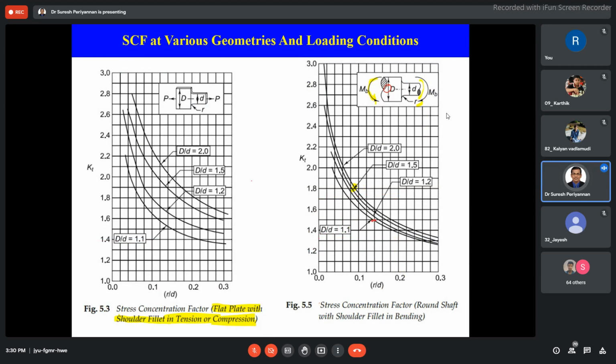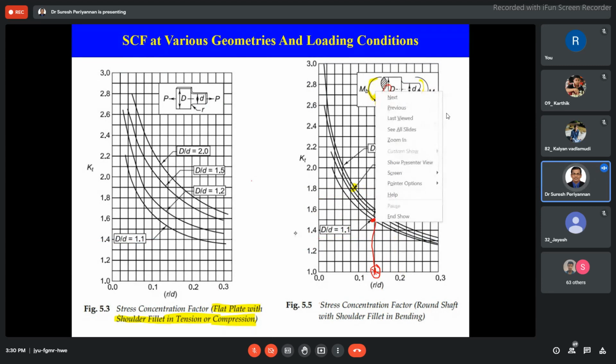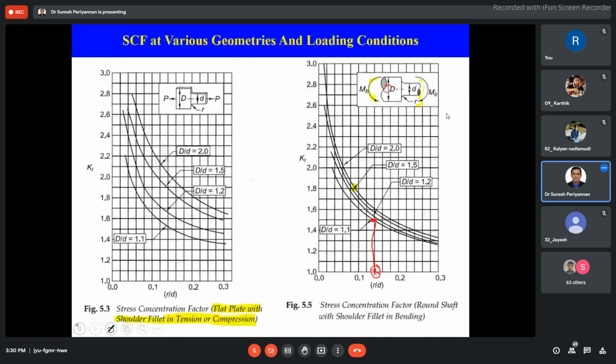Okay, 1.1. What is my r by D ratio? 0.1, 0.11, 0.12, 0.14. My r by D ratio is 0.14, corresponding to the D by d ratio of 1.1. Then this is my stress concentration factor, 1.5. Kt is equal to 1.5. Then you can apply the standard formula, sigma max by sigma naught, and you are able to find the sigma max. Based on the sigma max, you have to design your component.